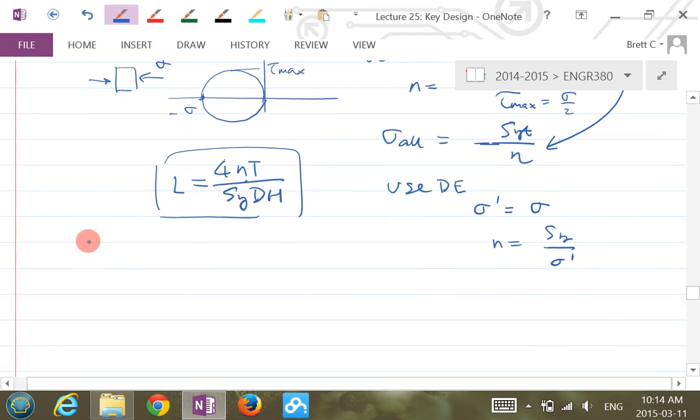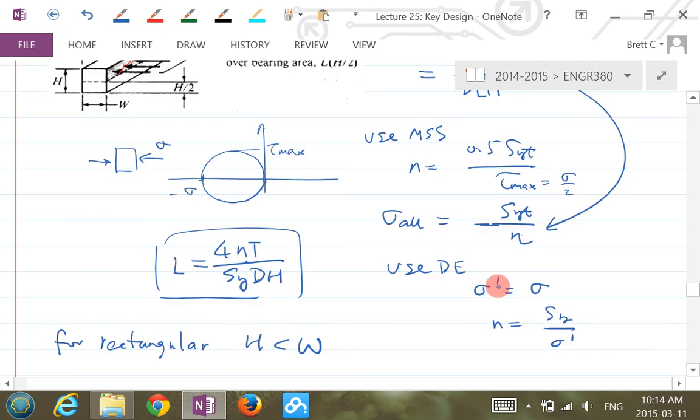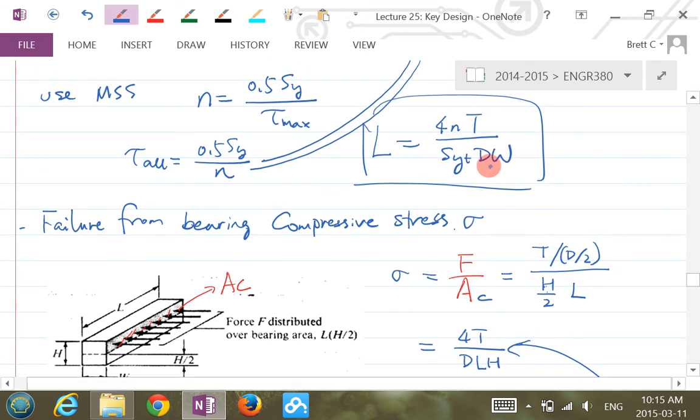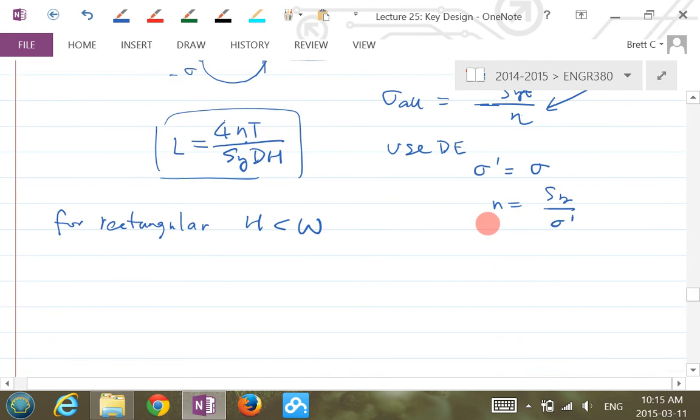But if you're using a rectangular key, generally the H is less than W. If H is less than W, which L is bigger? This one here, right? The L from the compressive bearing stress is bigger than the other one. So which L would you pick? This L or this L? The longer one or the shorter one? The longer one, right? So that's just the minimum difference here.